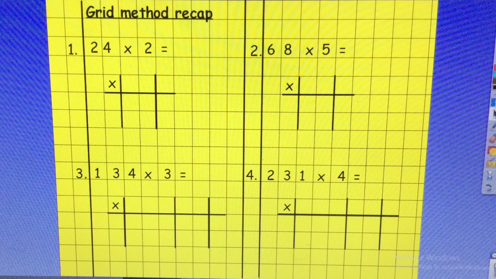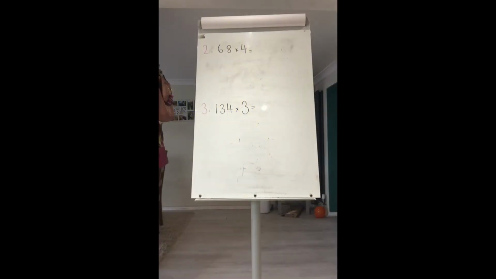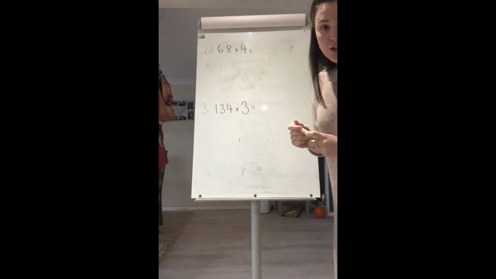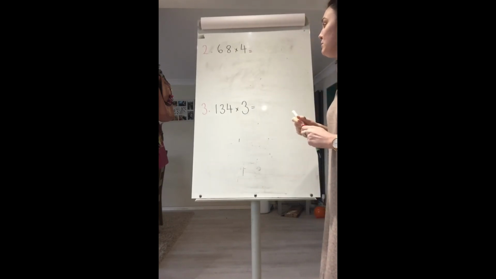The next method that we're going to focus on is the grid method for multiplication. So grab yourself a piece of paper and a pencil and follow along with me. I'm going to model 2 of these calculations for you. Okay guys, so I'm going to model questions 2 and 3 for the grid method for multiplication. So our first calculation is asking us what is 68 times by 4.